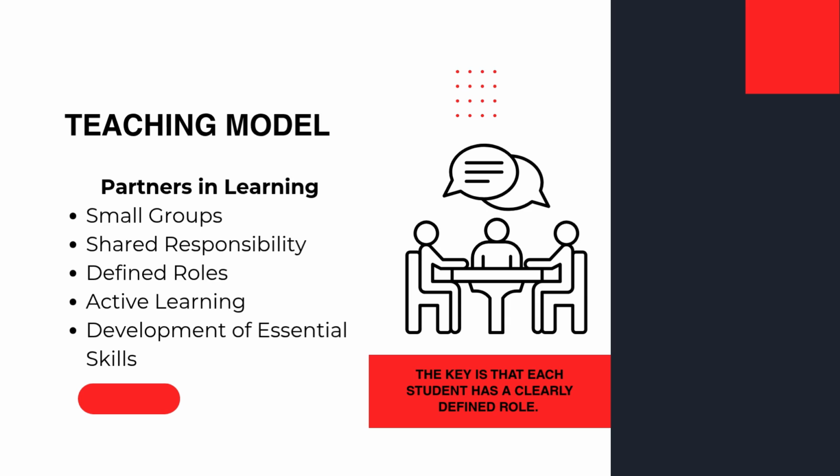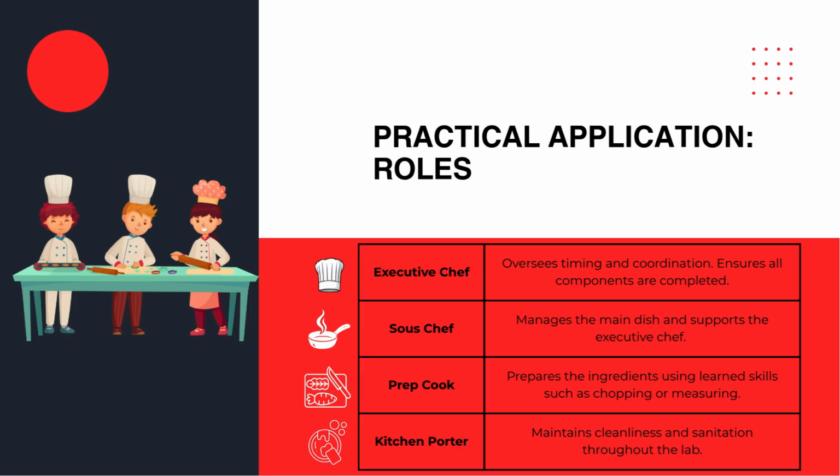Using this model, students develop essential skills such as communication, collaboration, and empathy. Student groups build cohesion and accountability, which fosters a supportive and positive learning environment. So, what does this look like in a culinary lab?